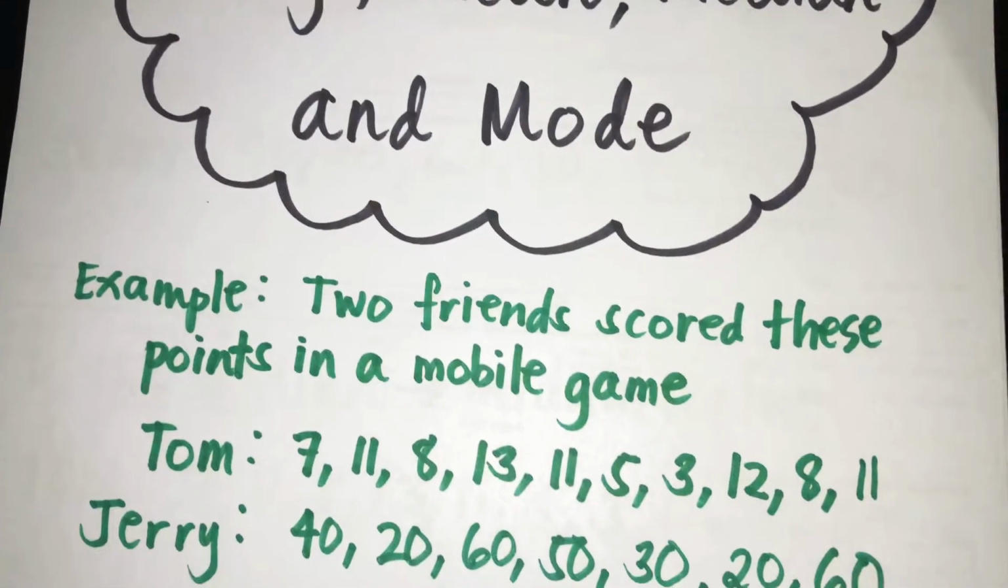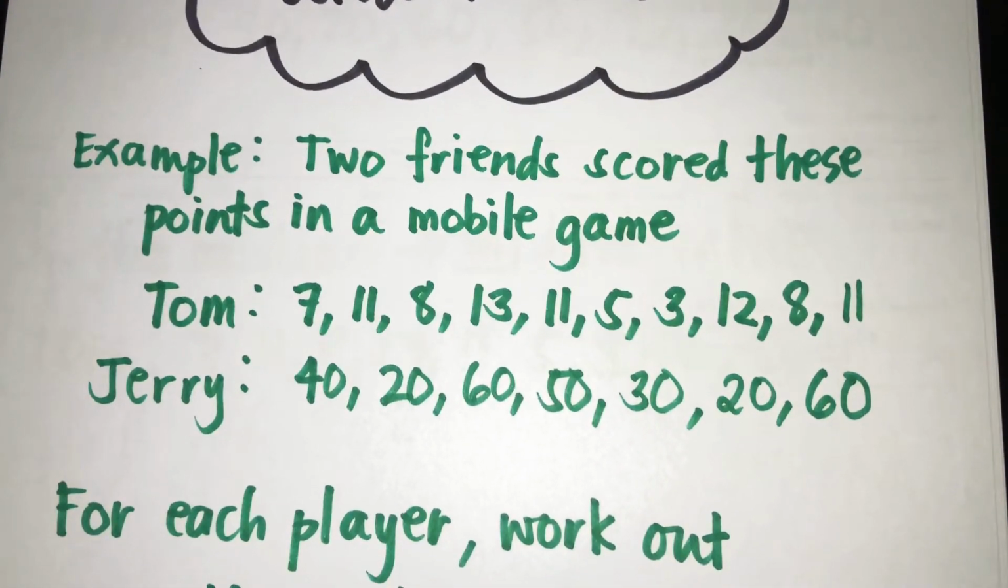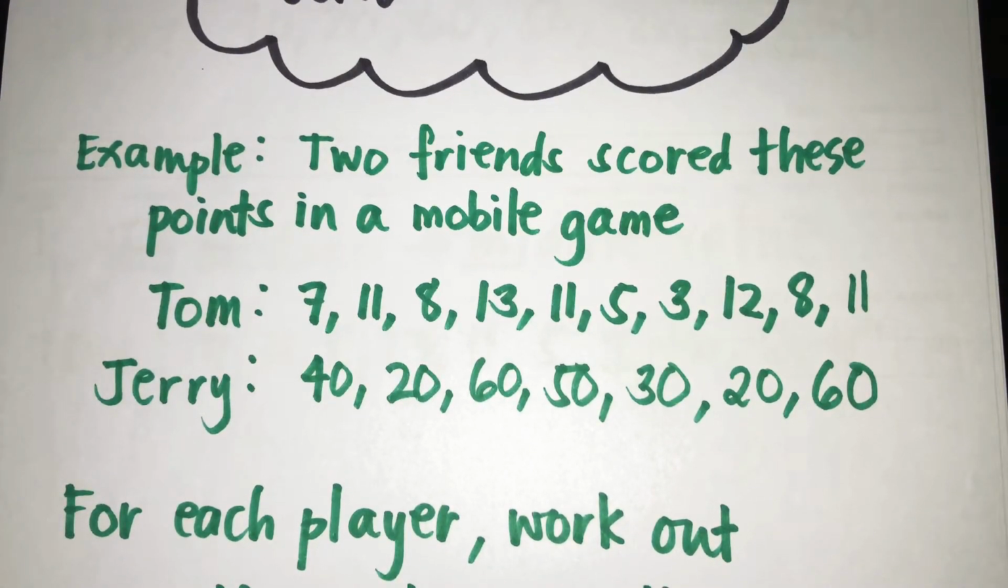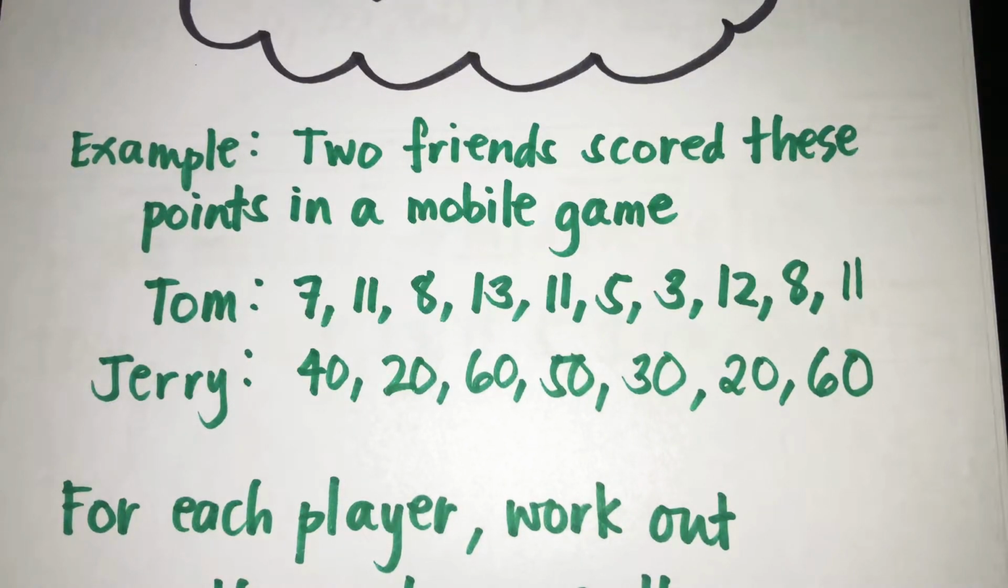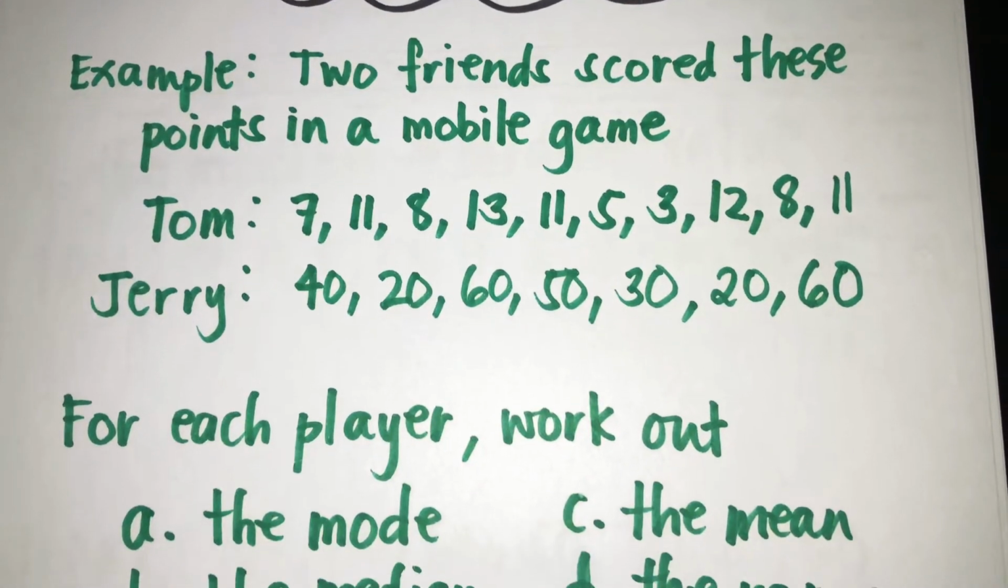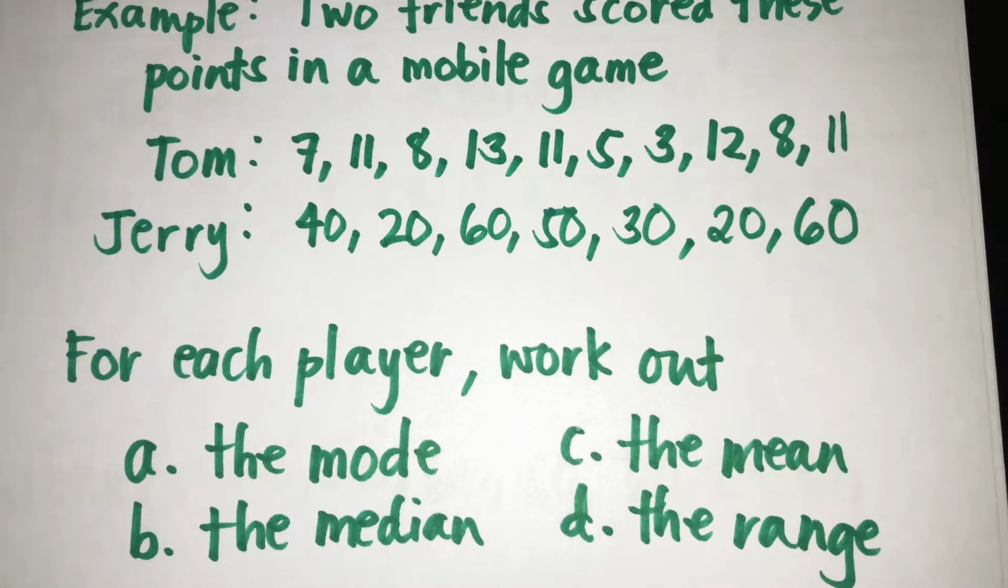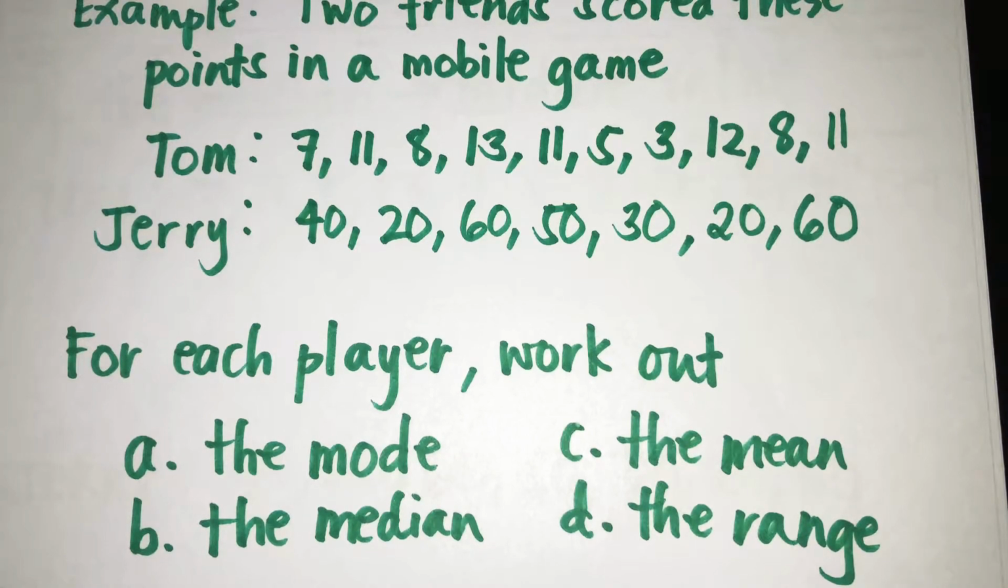So for example, two friends scored these points in a mobile game. Tom scores the following: 7, 11, 8, 13, 11, 5, 3, 12, 8, and 11. Then Jerry got 40, 20, 60, 50, 20, and 60. Now for each player, work out the following: the mode, the median, the mean, and the range.